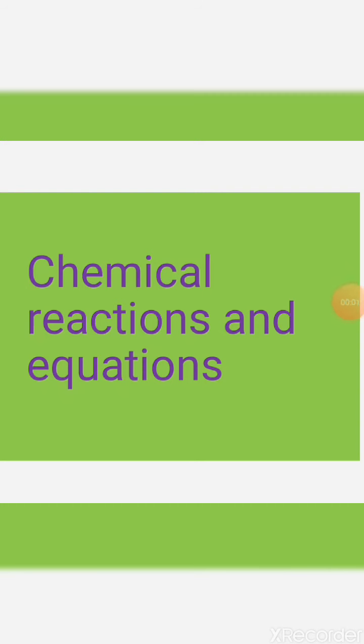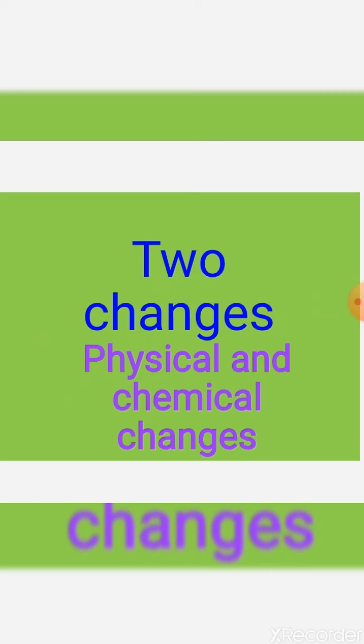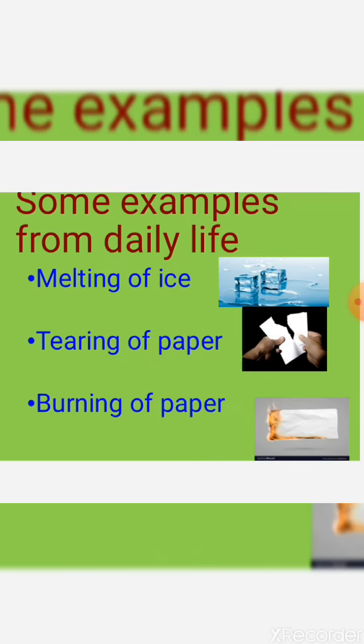Lecture number 1 on chemical reactions and equations. Before we understand this, let us brush up our knowledge about two changes. And those two changes are chemical changes and physical changes. We already understood all these changes in our lower classes. We will simply brush up our knowledge. So let us understand these two changes.